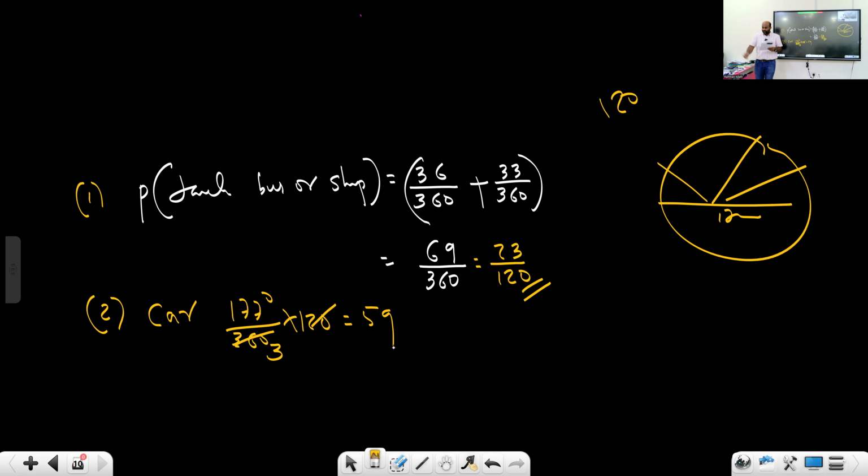What's the next one? Read the question. A person is selected at random. If the probability that he did not use the train is 4 by 5, find the number of people who use the train. Don't write. Question, be careful.